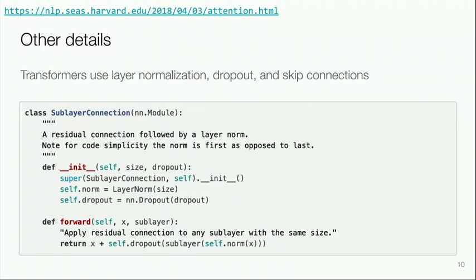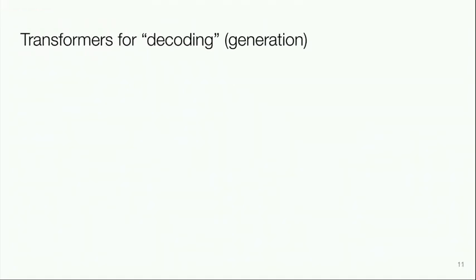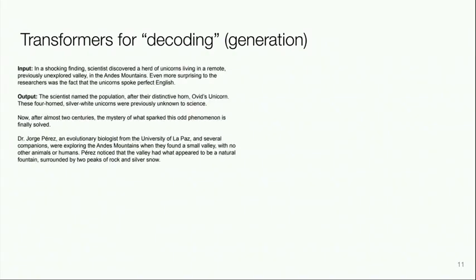Okay, so that's a lot of the details about transformers. These details are relevant to both encoders and decoders. So now let's talk a little bit about what decoding actually looks like from a transformer. Let me show you an example of what decoding can look like from a transformer.